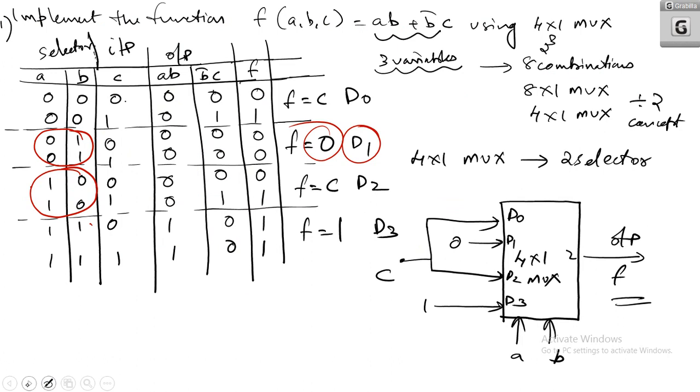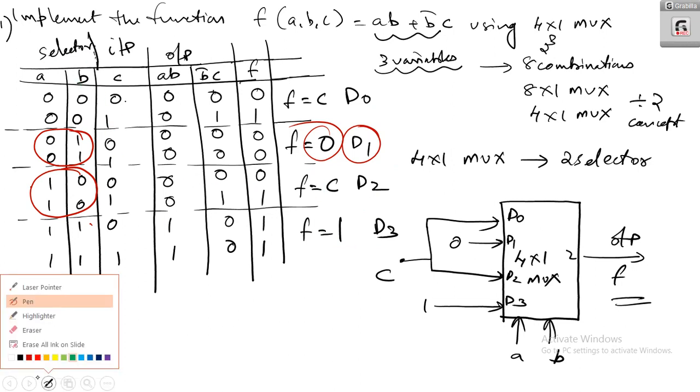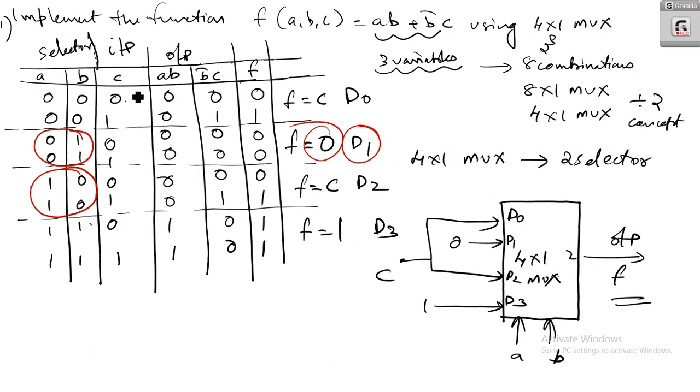Again, we have done it. And taking 2 lines, you will get D0, D1, D2 and D3. And here we have to take one of the inputs as what? See, here you should take one of the selected values as C in the 8 by 1 mux. There you will get a 4 by 1 mux.